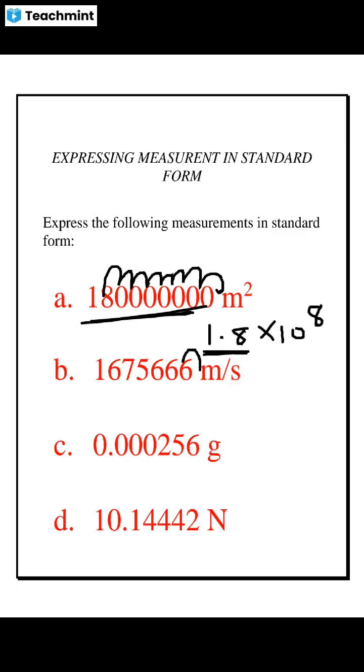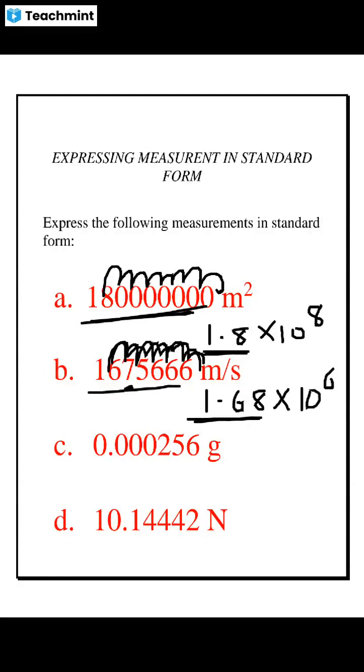Let's do it. 1, 2, 3, 4, 5, 6. 1.6. But I'm not going to take the 1.6. The number here, this one becomes 8. 1.68 times 10 raised to power. How many times do we move it? 1, 2, 3, 4, 5, 6. Raised to power 6. You can see this is a very large number, but I've made this small by making it 1.68. So the power of the 10 is going to be positive.